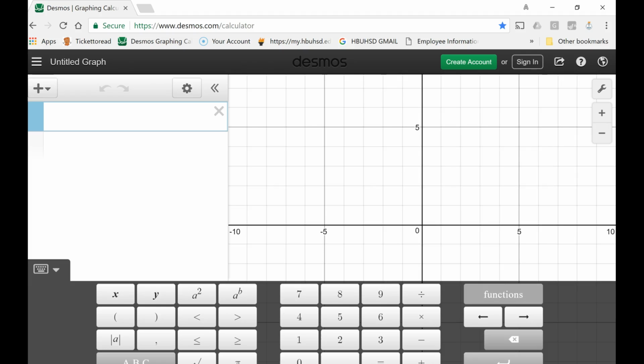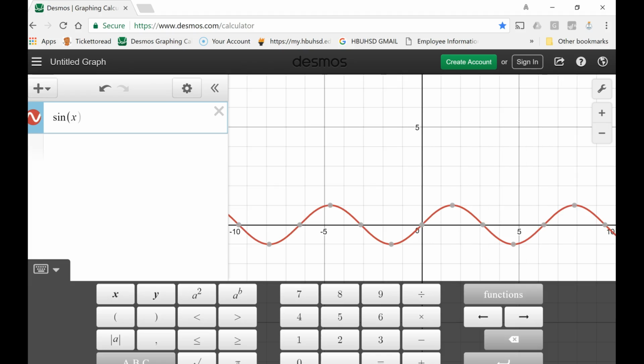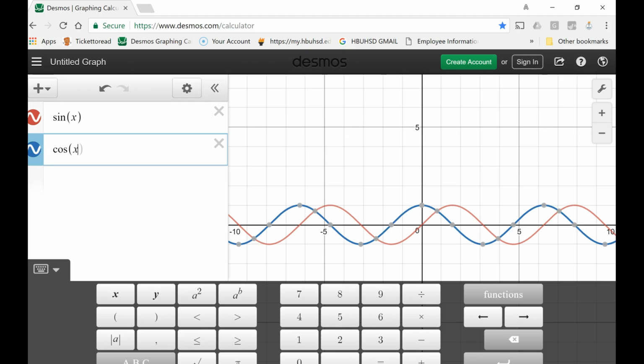So we are going to use function sine of x. That will give you this beautiful piece. Next function, let's do cosine of x, okay? Okay, so as you can see, the graphs are definitely different, okay? There's no doubt about that.